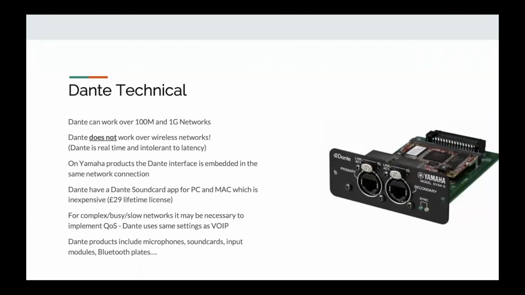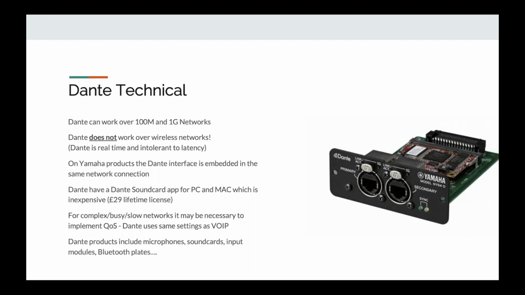Dante can work over 100 megabit and 1 gigabit networks. I would imagine on any application you're putting in now, you're putting in at the very least 1 gigabit. It does not work over wireless networks. Those of you who did my ProNet introductory training last week will know that with wireless networks, latency is an issue because a Wi-Fi access point works in a clock cycle. Dante is real time and therefore intolerant to latency.